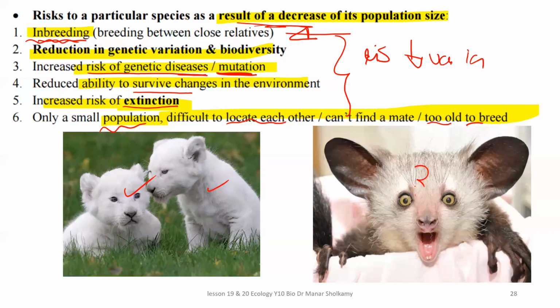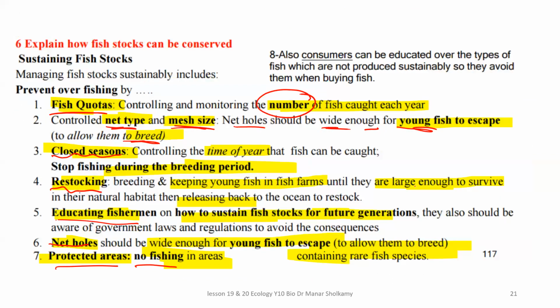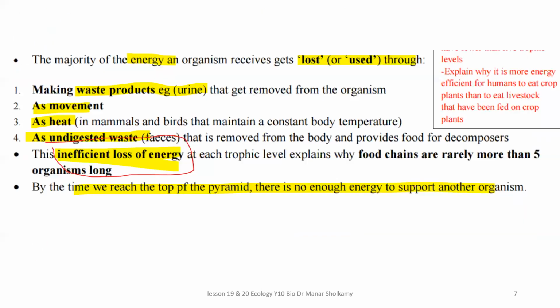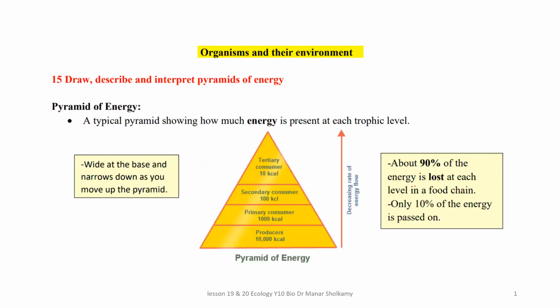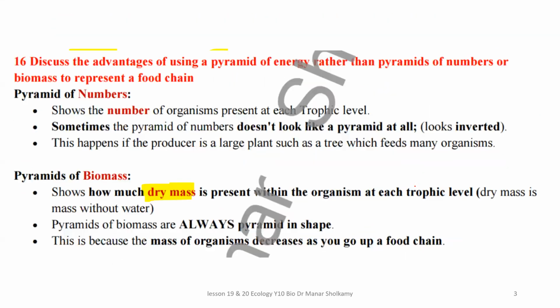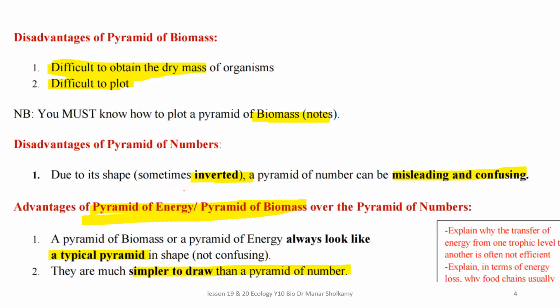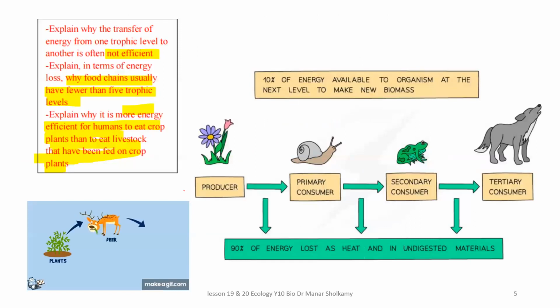Then, did we talk about the pyramid of energy and the pyramid of number? Because this is also in year 10. So we did, and we discussed the advantages and disadvantages. And in the pyramid of biomass, you get the dry mass, which is not easy. You have all this there, objective by objective. And please use the term efficient or not efficient. Good? Done? Syllabus finished?